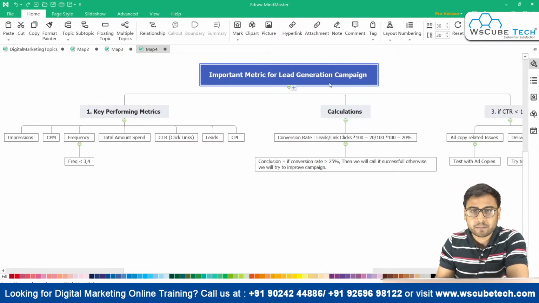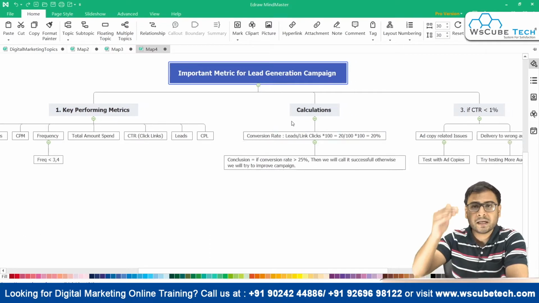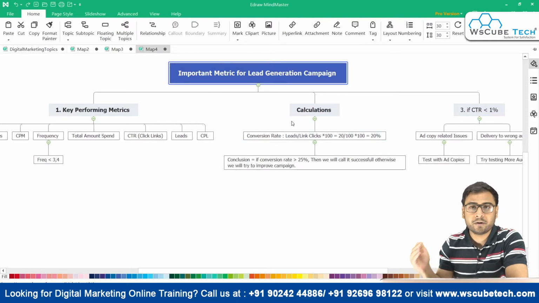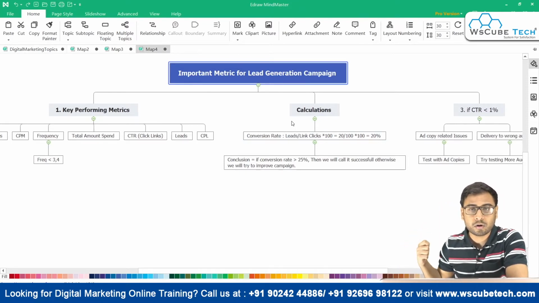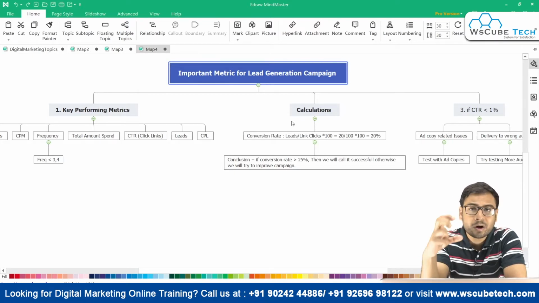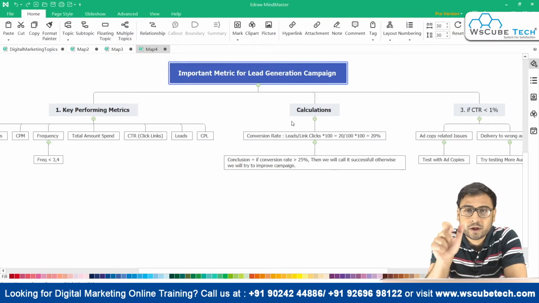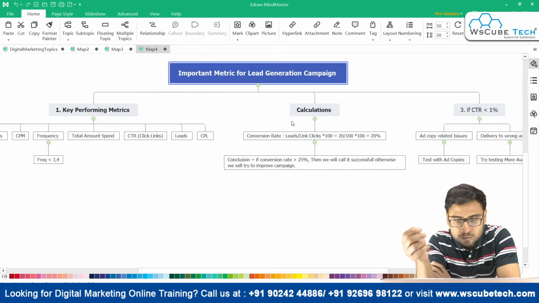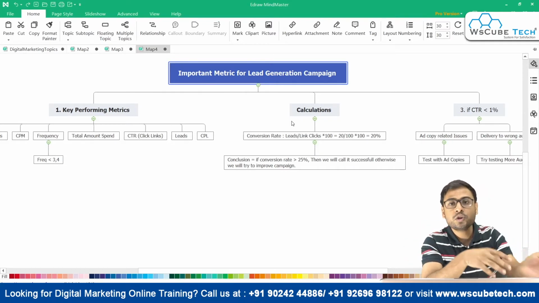First of all, let me tell you the basic formula of conversion rate. Conversion rate is basically leads divided by link clicks into 100. Suppose 100 people visited your landing page, and out of those 100 people, only 20 submitted the form. In this case, we have a 20% conversion rate. Out of those 100 people, only 20 submitted the form, so we have a 20% conversion rate from landing page views to leads.